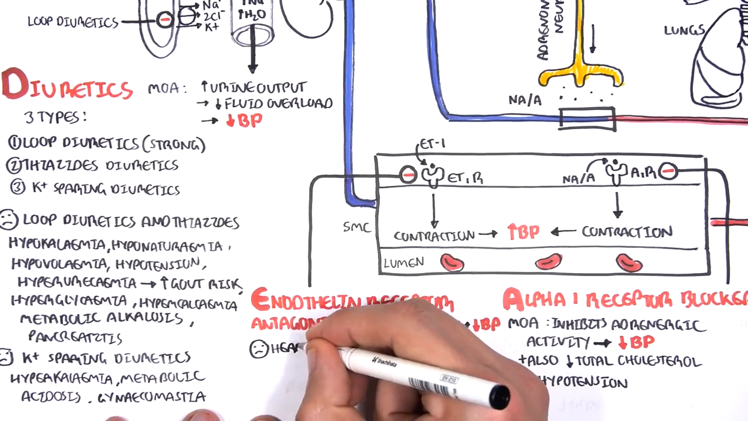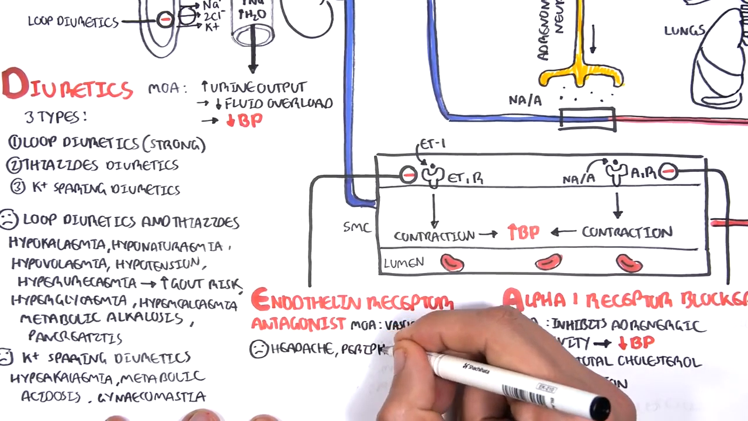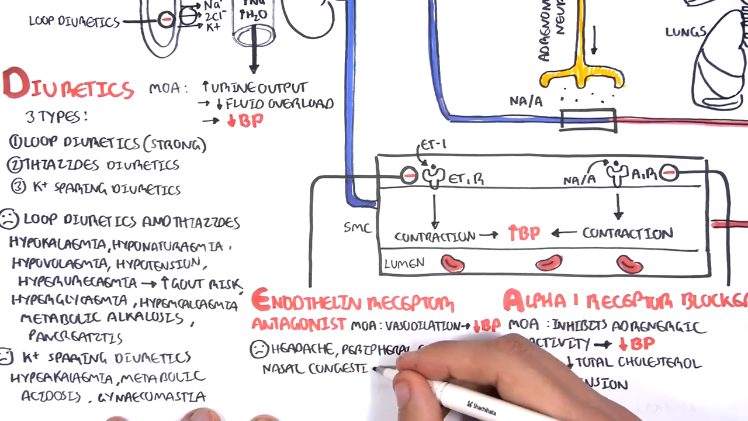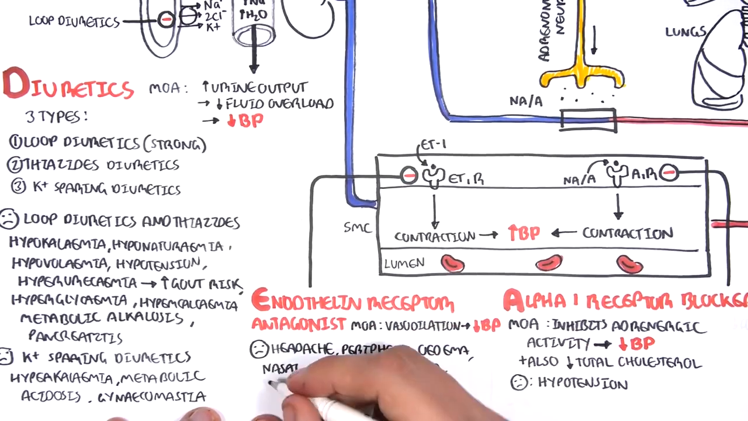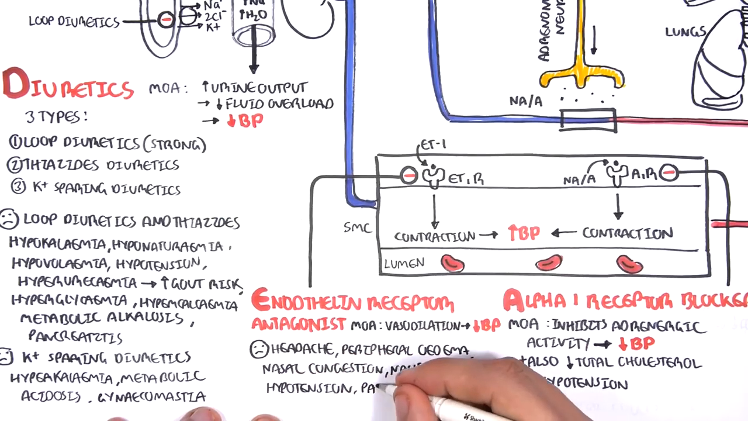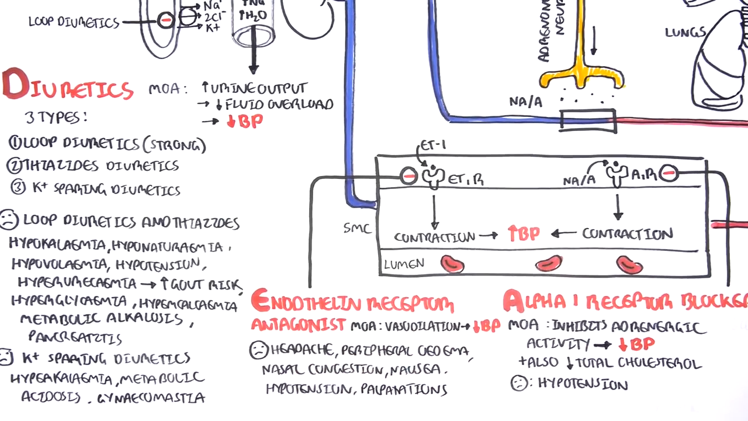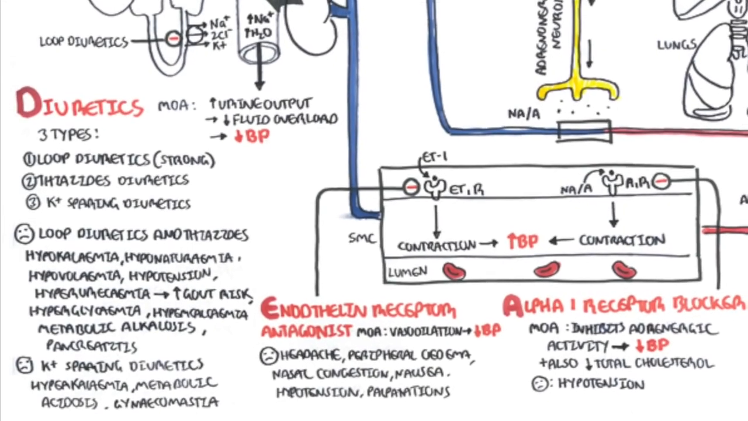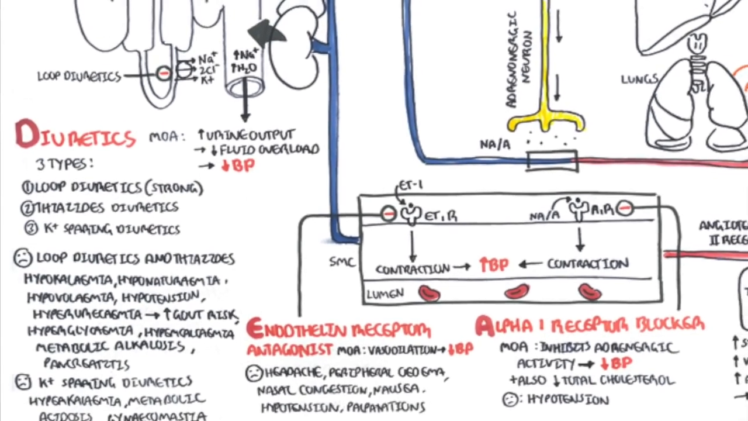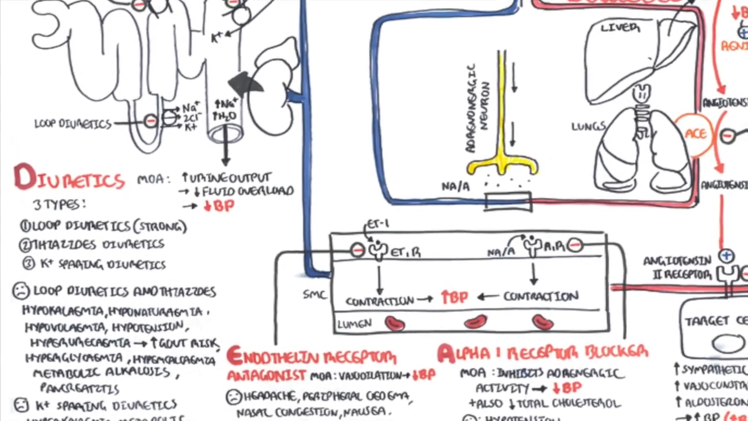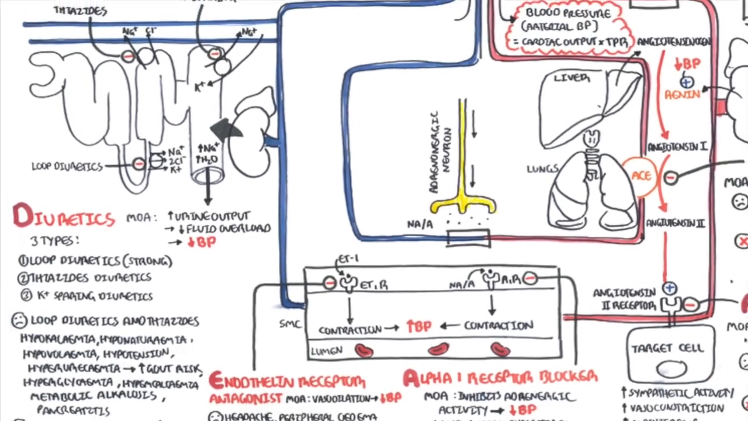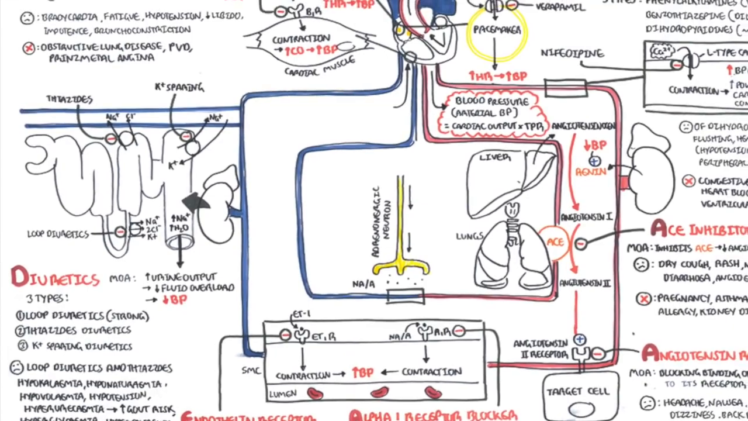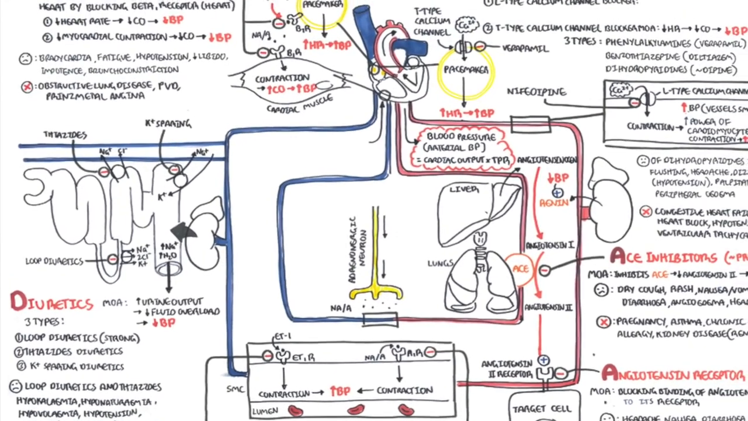The side effects of endothelin receptor antagonists include headache, peripheral edema, nasal congestion, nausea, hypotension, and palpitations. So that concludes the video on the antihypertensive medications. We looked at A, B, C, D, and E. A for ACE inhibitors, angiotensin receptor blockers, and alpha-1 receptor antagonists. And we also looked at B for beta blockers, C for calcium channel blockers, D for diuretics, and finally we just looked at E for endothelin receptor antagonists.